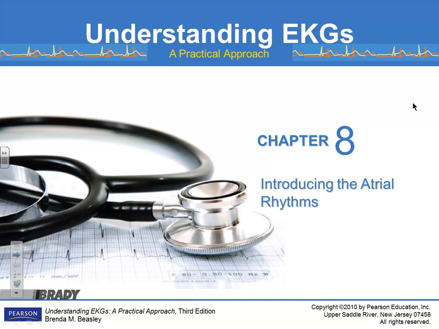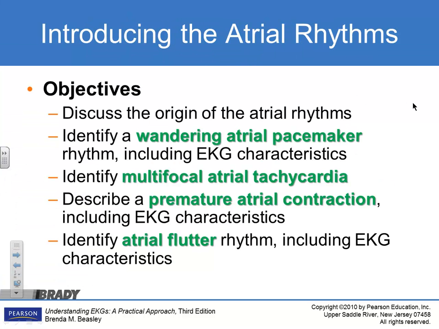Atrial rhythms. And you can follow along in your book if you want. Okay, atrial rhythms, the origin is somewhere in the atrium, right? Somewhere in there. And there are a few rhythms that we're going to be looking at specifically. The wandering atrial pacemaker, we shorten that to WAP. Multifocal atrial tachycardia, MAT. Premature atrial contractions, which is going to be PAC.